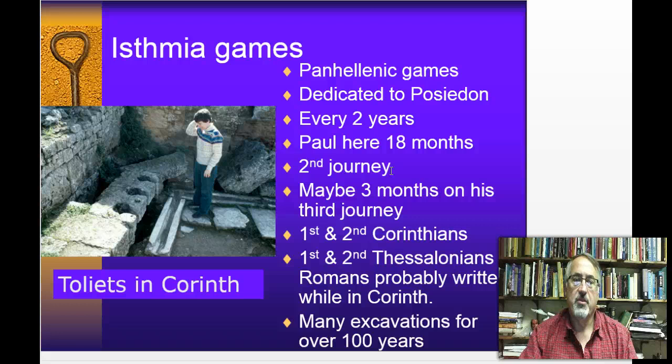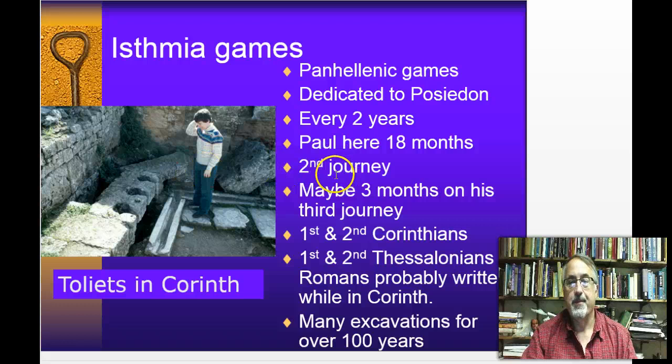By the way, here is a Roman toilet. These are the seats. There were no divisions between them, as we've mentioned, and this is the area where the water would flow. You can put the stick in there. Well, anyway, we've already talked about that.